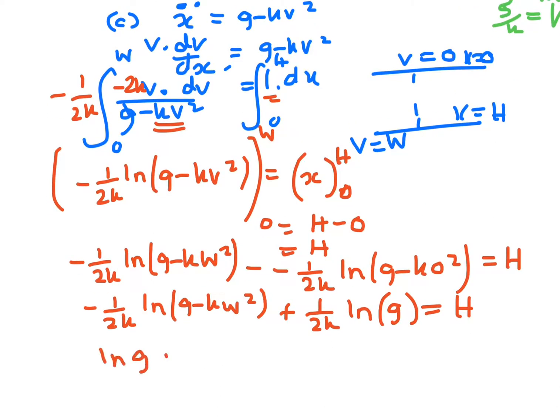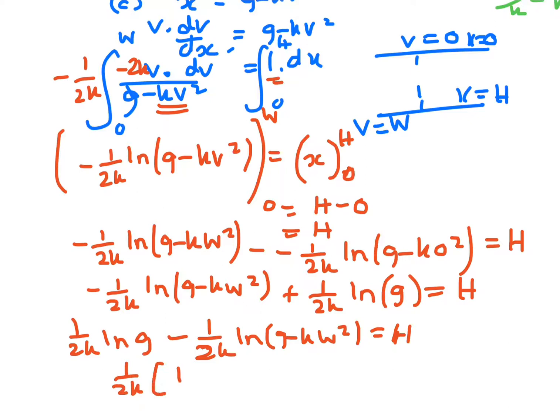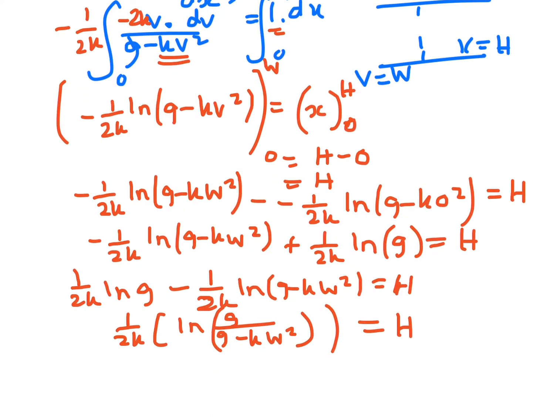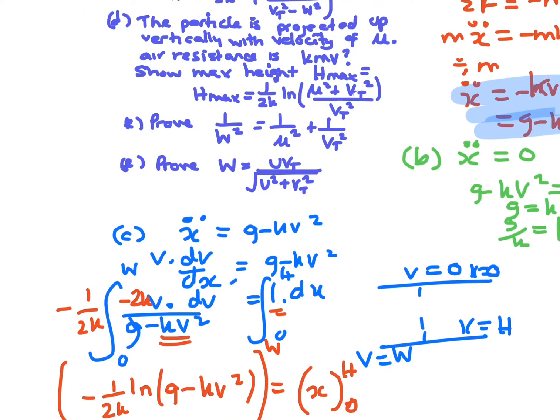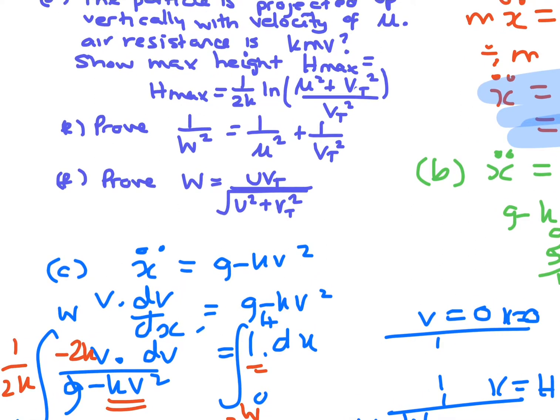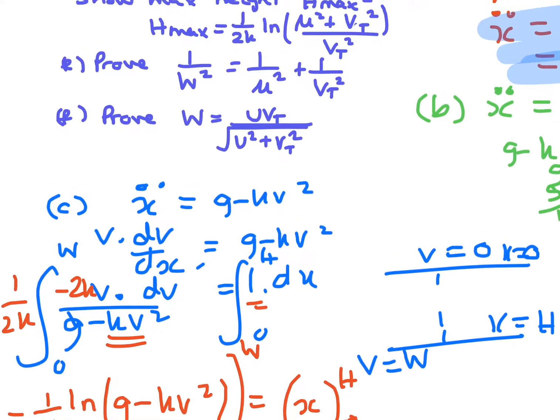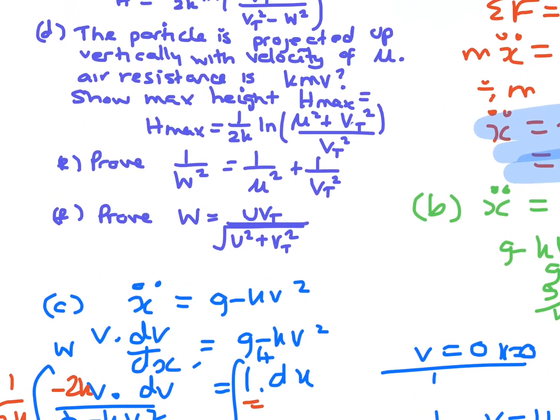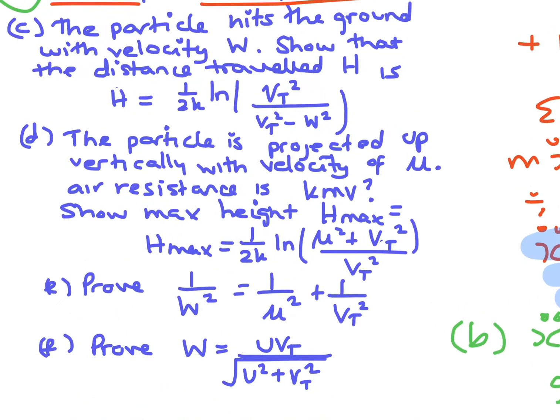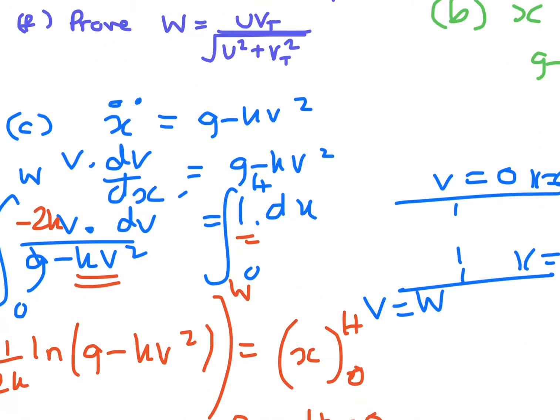Rearrange that, so that's 1 on 2k ln g minus 1 on 2k ln g minus kw squared equals h. So if you take the 1 on 2k out, when you subtract the logs, you divide the numbers, so that's g on g minus kw squared. Now, what are we aiming to get to? If you go back up, we're aiming to get to vt squared over vt squared minus w squared.